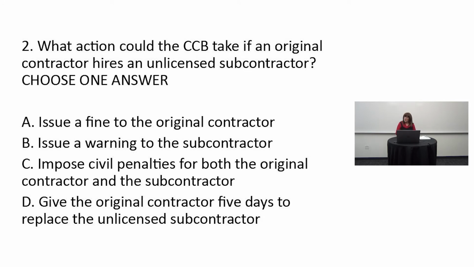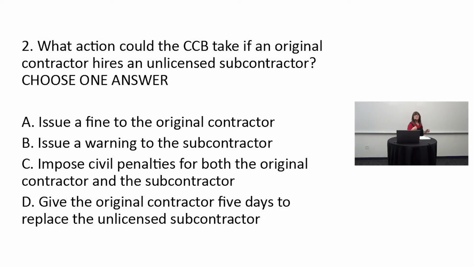Question number 2. What action could the CCB take if an original contractor hires an unlicensed subcontractor? A, issue a fine to the original contractor. B, issue a warning to the subcontractor. C, impose civil penalties for both the original contractor and the subcontractor. D, give the original contractor 5 days to replace the unlicensed subcontractor.